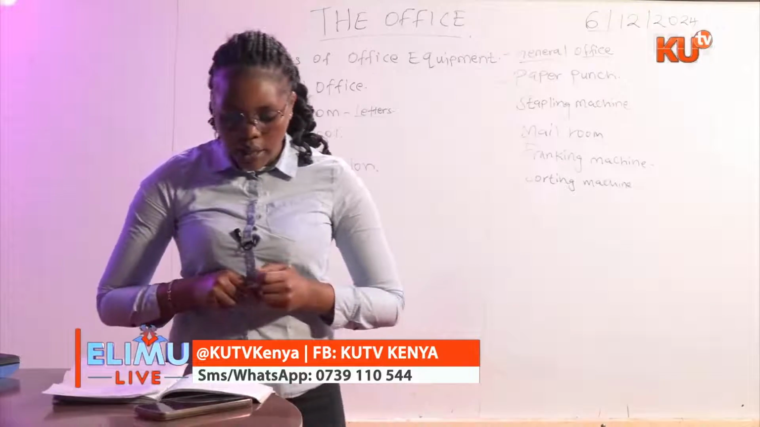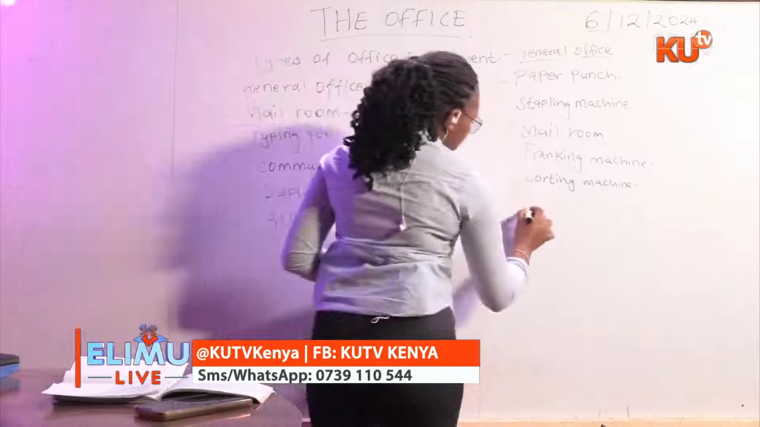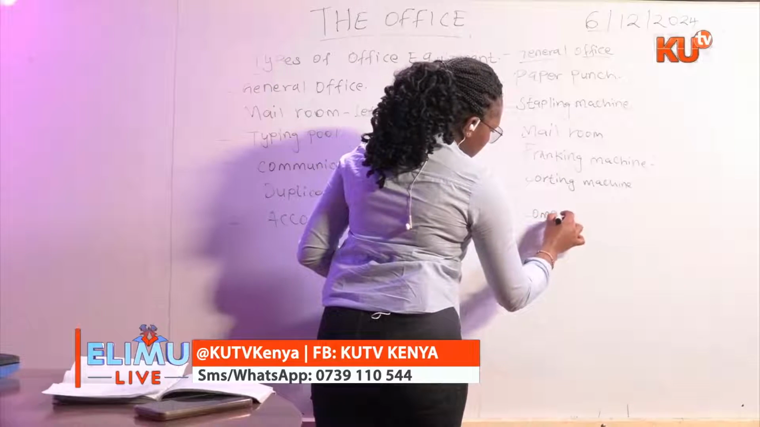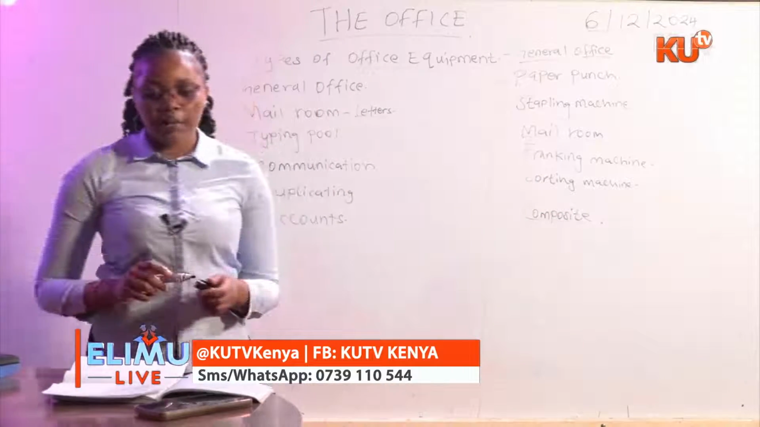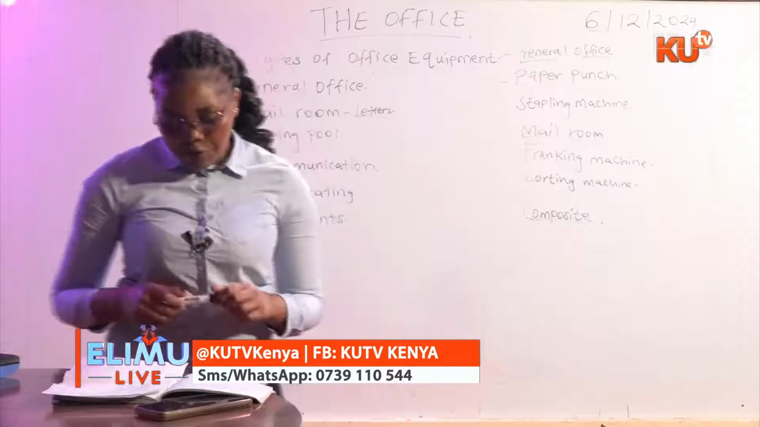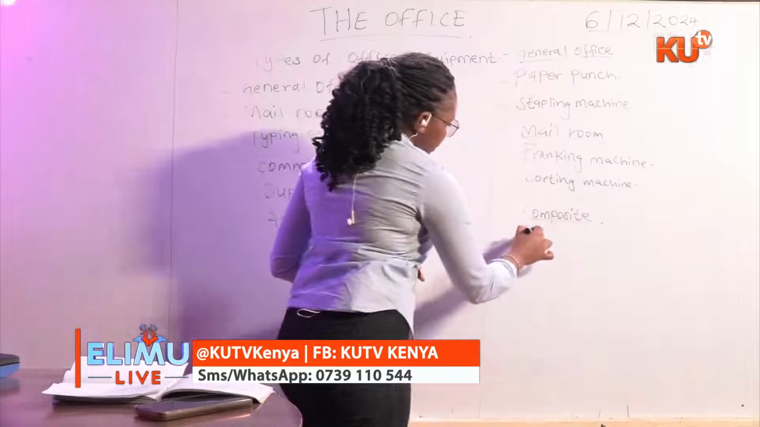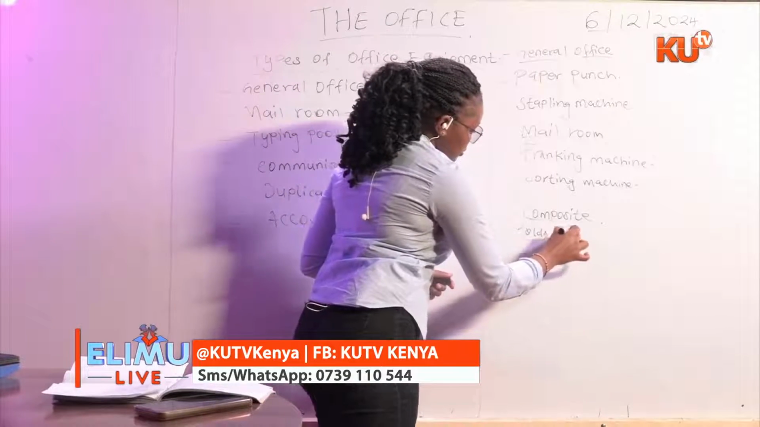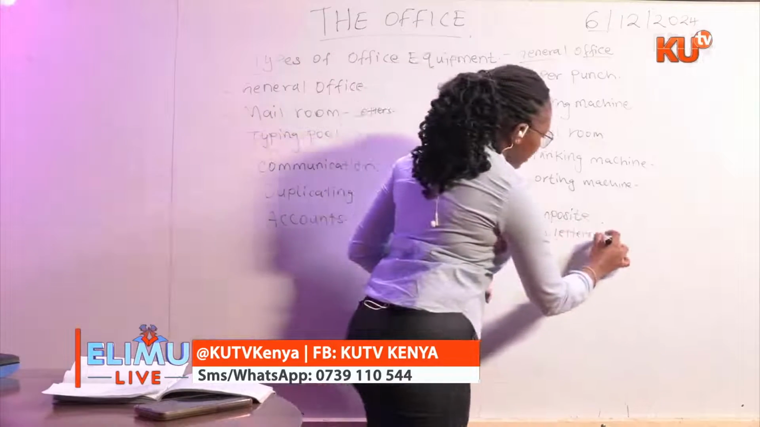So the next one, we have a composite. A composite is a machine that has 3 functions. First of all, it folds letters. It puts them in envelopes.